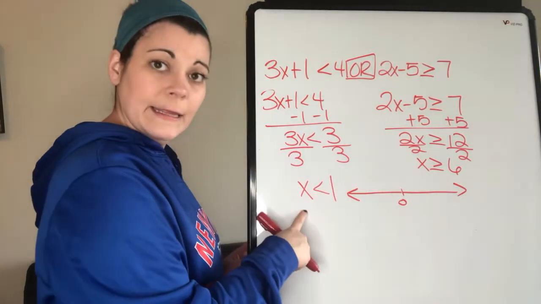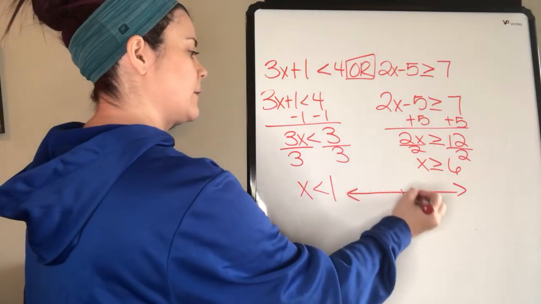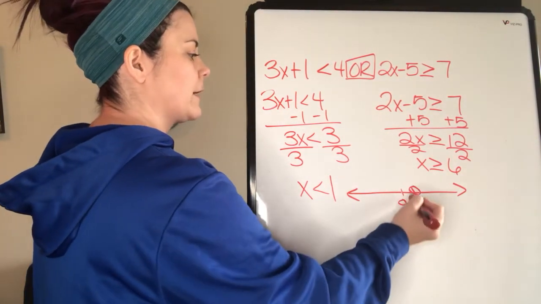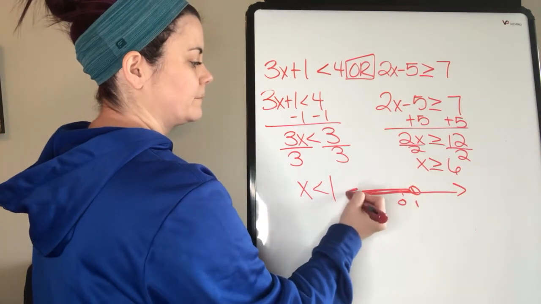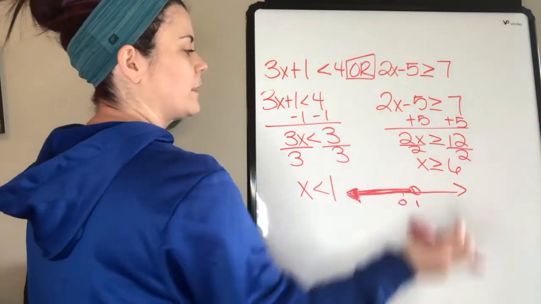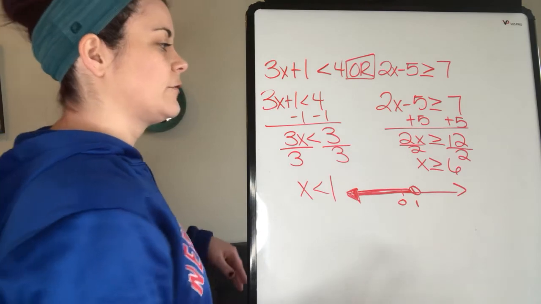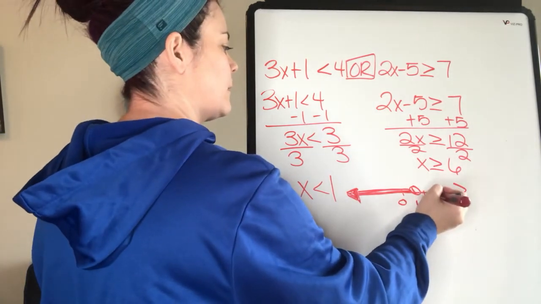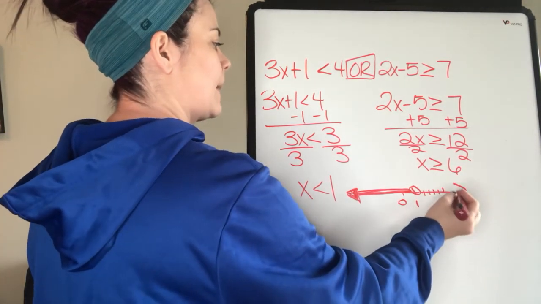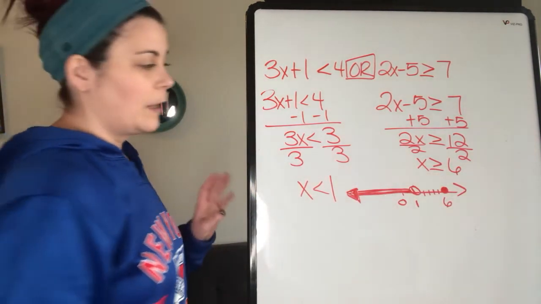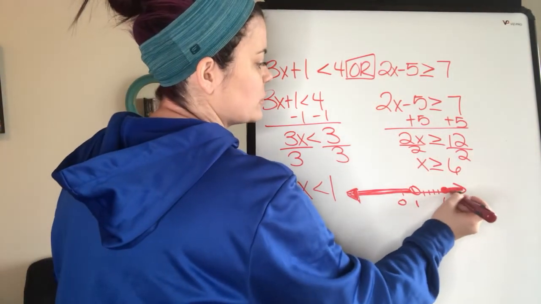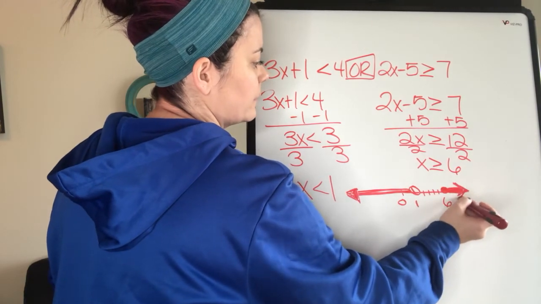So in this one, x is less than 1. So here's my 1. Open circle, x is less than 1. We're going to shade to the left because less than. Then over here, x is greater than or equal to 6. 2, 3, 4, 5, 6. And it's a closed circle because it has an or equal to. And then greater than 6, we shade to the right.